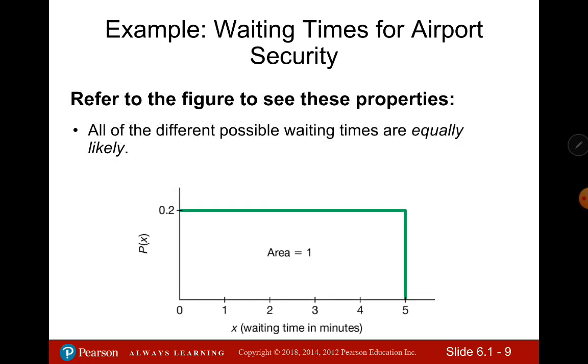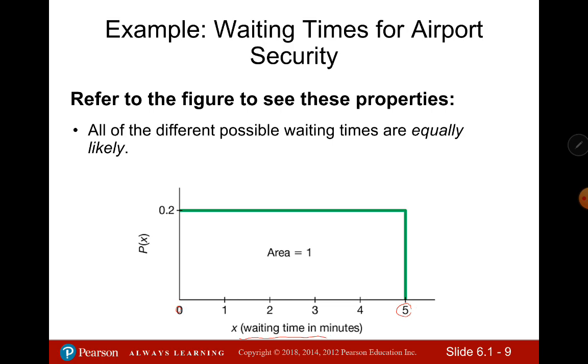Now we can try to draw the uniform distribution density curve. This graph is called the density curve for this uniform distribution. And we know the minimum is 0. The maximum is 5, right? So we list 0 and 5, which means the waiting time in minutes. The minimum value is 0 and the maximum value is 5.